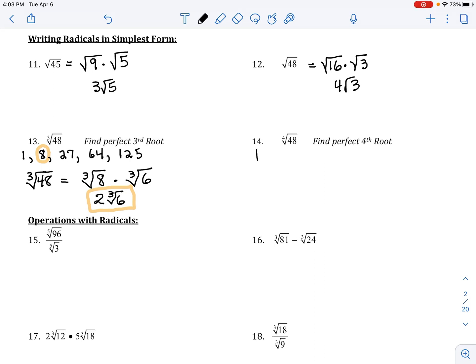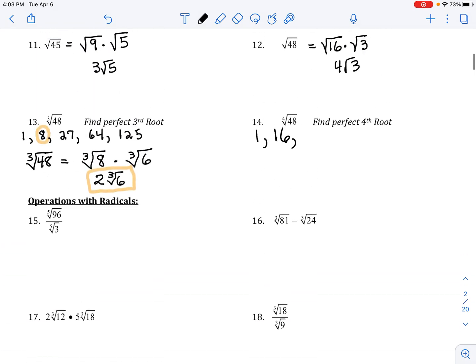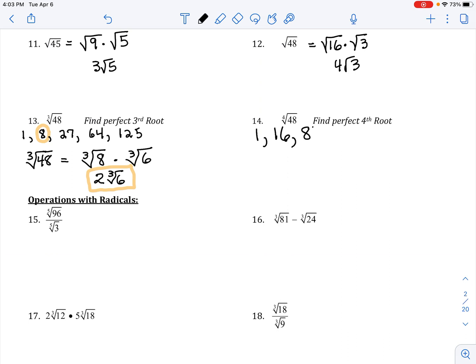So 1 times 1 times 1 times 1. 2 times 2 is 4, times 2 is 8, times 2 is 16. 3 times 3 is 9, times 3 is 27, times 3 is 81. 4 times 4 times 4 times 4, we did that one earlier, that's 256. Now we can stop because the number under the radical is 48.